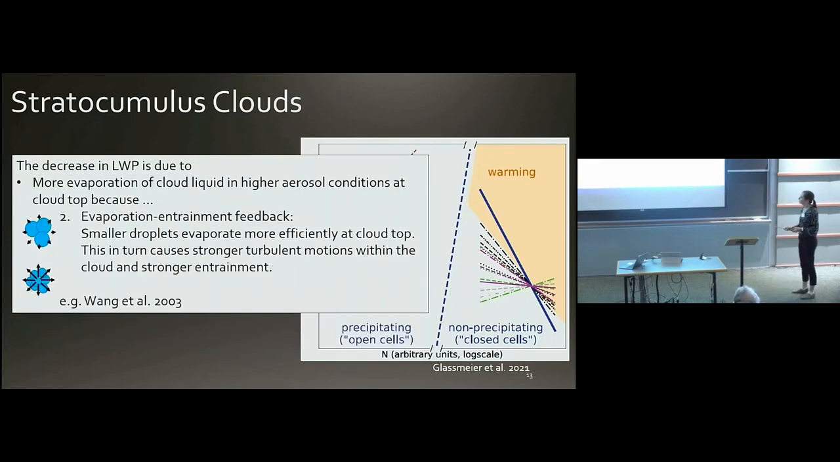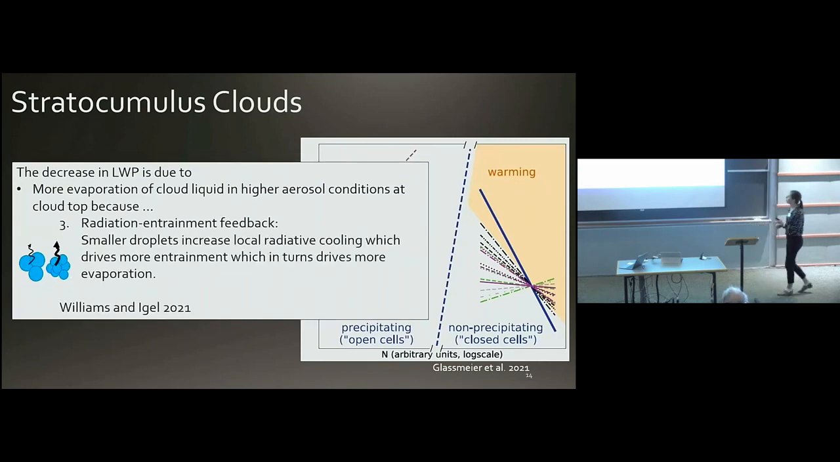The second one I want to talk about is the evaporation entrainment feedback, where these smaller droplets are evaporating more efficiently, more quickly at cloud top, and this also can feed back to the entrainment and increase the entrainment rates into the cloud and further reduce liquid.